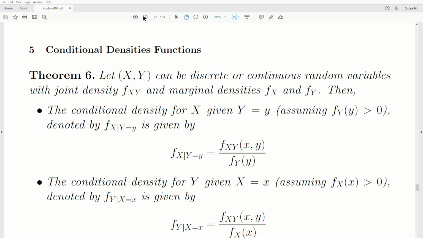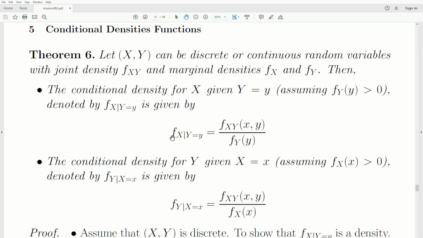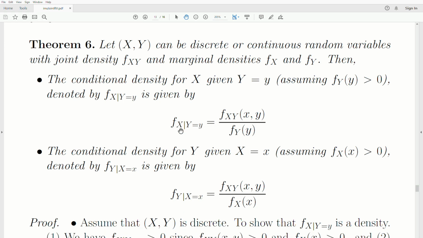So let's jump in. Let (x, y) be a random vector, and it can be discrete or continuous, and it has a joint density of f of xy, and it has marginal densities of f of x and f of y. Then the conditional density for x given y, assuming that the marginal density of y is positive, is denoted by f of x given y. So f of x given y is the joint density function of x and y divided by the marginal of y. And this marginal normalizes it, so that becomes the new sample space of this joint density function.